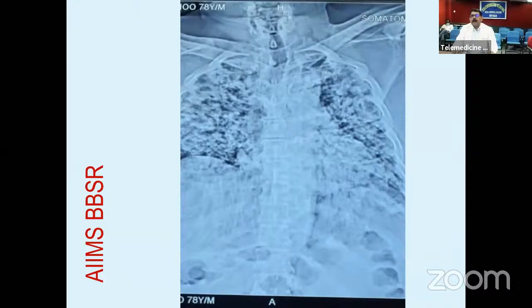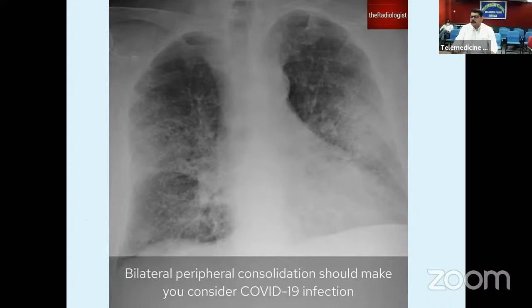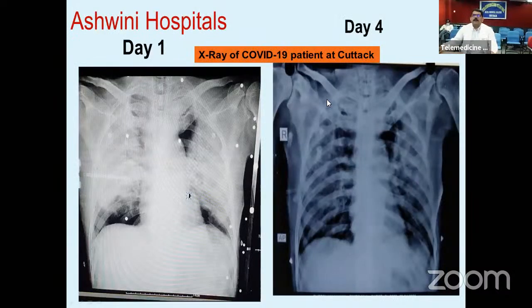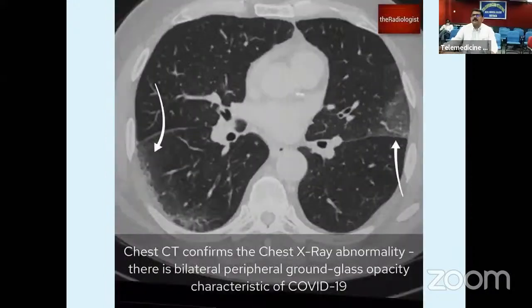This is an x-ray from AIIMS Bhubaneswar, where there is evidence of viral pneumonia. And you can see that this is the classical picture. If you do an x-ray and see this picture, the pneumonia is peripherally sitting. You can see pneumonia is peripherally sitting, and here also you can see the central part is spared and the peripheral part is there. So such a picture tells about the viral pneumonia. And this is a CT scan.